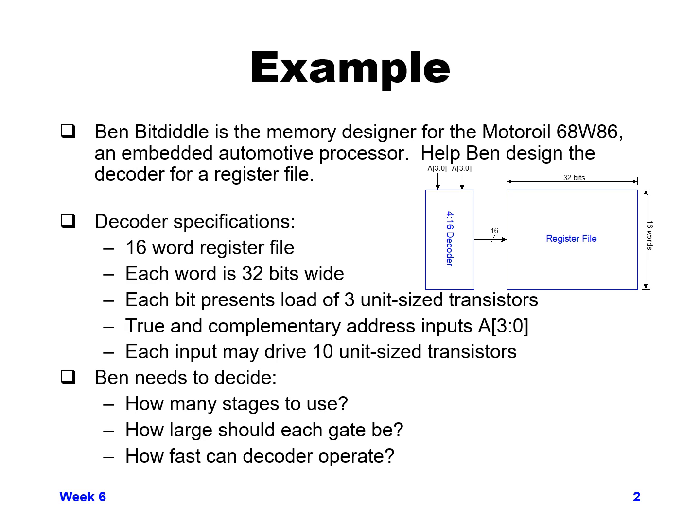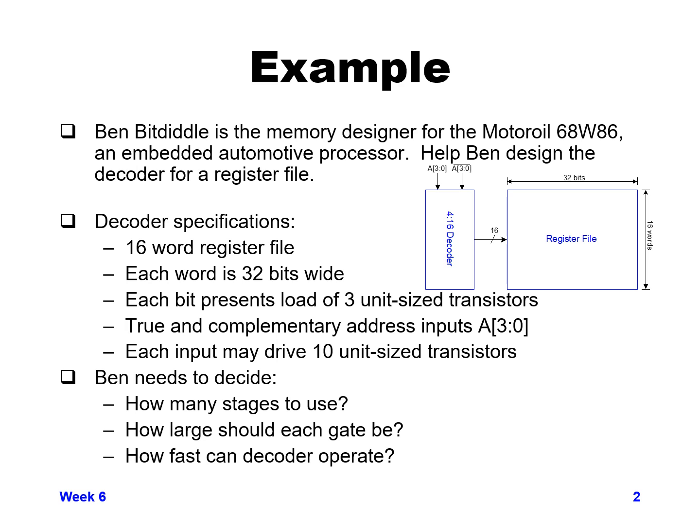Coming into the decoder, we have true and complementary address inputs. So we have 4 bits coming in, it's a bus A sub 3:0, 4 bits coming in, and we have both the A and A bar values coming in. And each input is being driven by a driver external to that decoder that can drive up to 10 unit size transistors. So keep in mind that's about 3.3 times the size of a minimum size inverter.